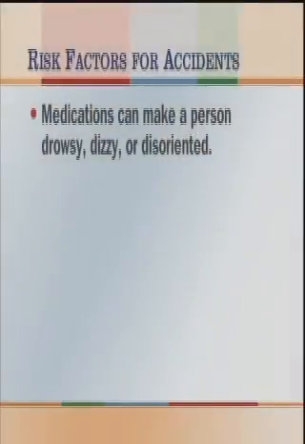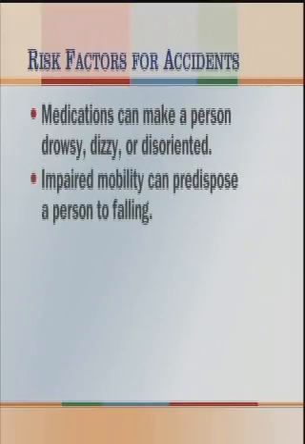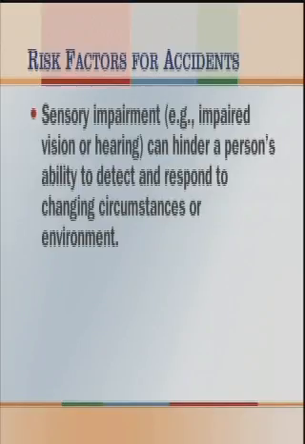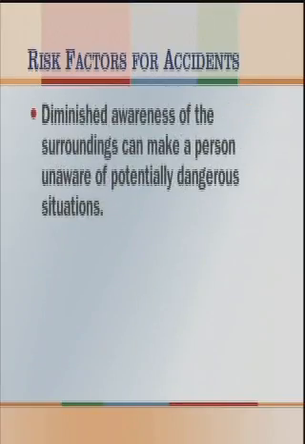The second form of medical emergency, after those arising from a medical condition, consists of accidents. A wide range of situations can place a patient or resident at risk for accidental injury. Medications can make a person drowsy, dizzy, or disoriented. Impaired mobility can predispose a person to falling. Sensory impairment, such as impaired vision or hearing, can hinder a person's ability to detect and respond to changing circumstances or environment. And diminished awareness of the surroundings can make a person unaware of potentially dangerous situations.